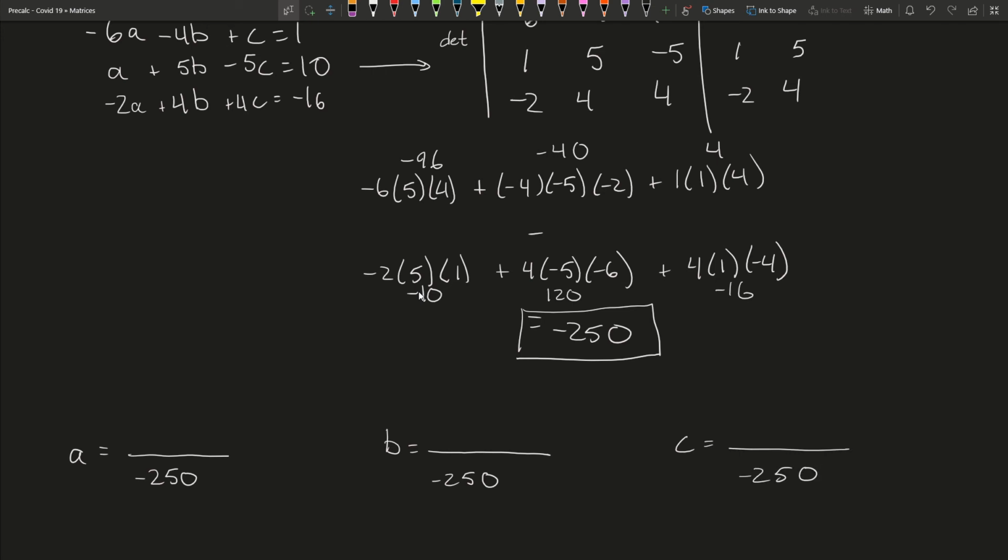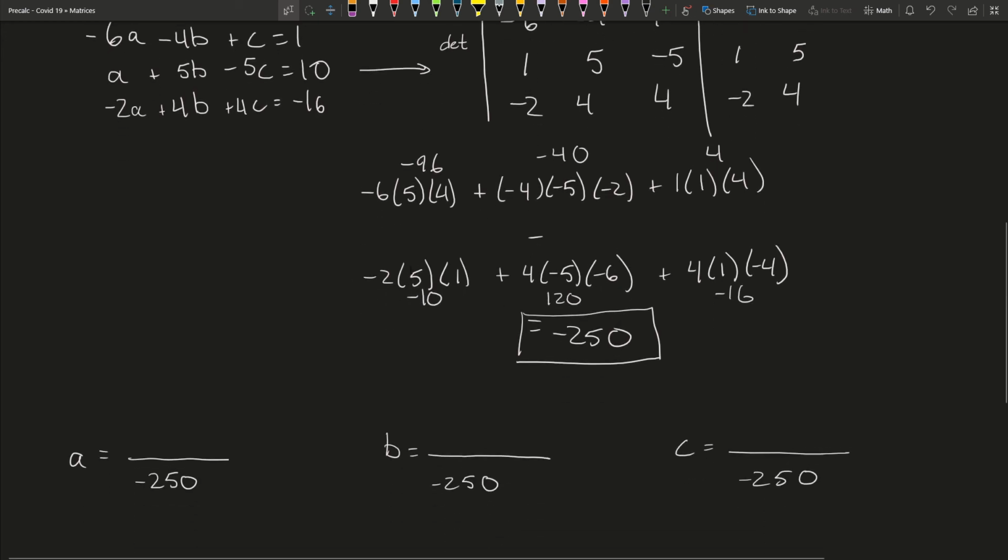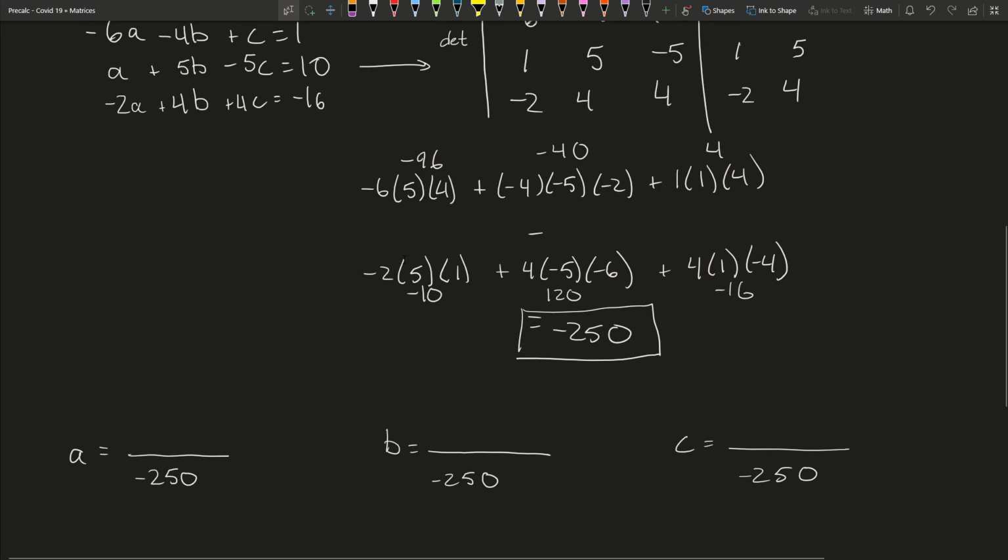So on your homework, what I would expect you to do is to get the determinant of the coefficient matrix by hand. And then on this next part, you can use a calculator. But I do want to see this work that basically all the work I show, I want to see on the homework. So then we have to set up the rest of A, B, and C.